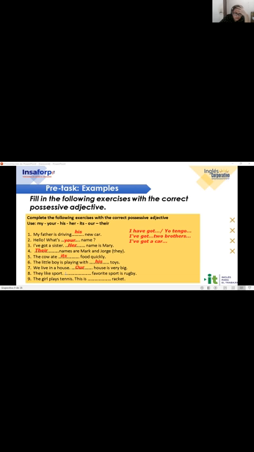They like sport. Their favorite sport is rugby. The girl plays tennis. This is her racket. So I'm gonna send you the examples to the group. Okay, Manuel. Thank you.